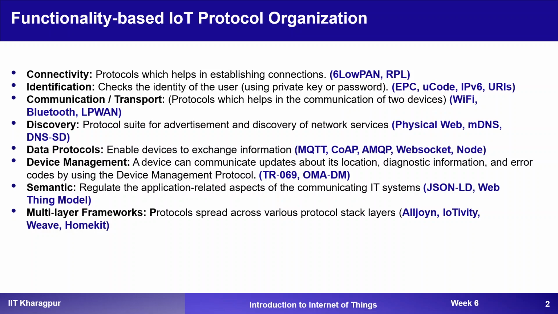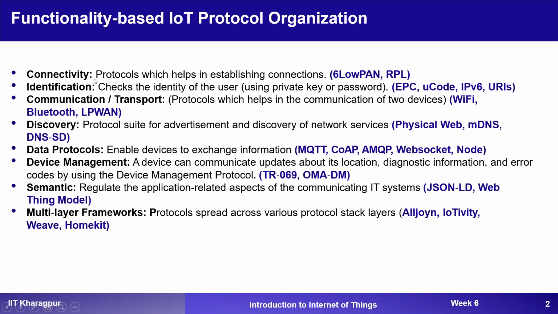So this is the topic of week 2, and in week 2 we discussed the various protocols that we use in IoT communication. The protocols used in IoT communication are divided into various categories on the basis of their functionalities. The various categories are connectivity protocol, identification protocol, communication protocol, discovery protocol, data protocol, device management protocol, semantic protocol, and multi-layer framework protocol.